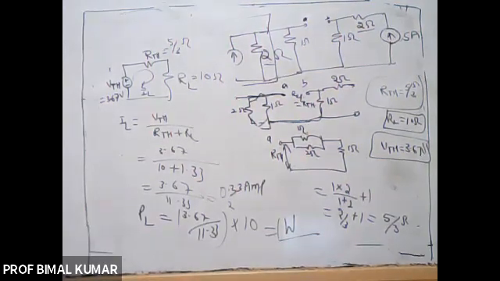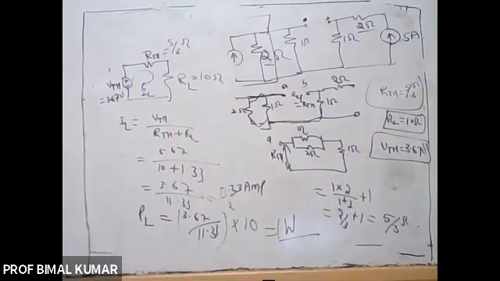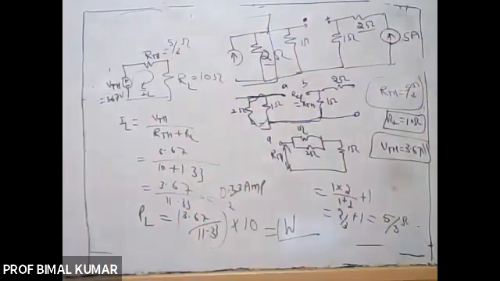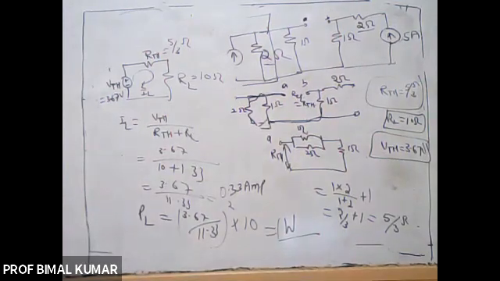So the current is 0.33 ampere and the power is 1 watt, by the use of this Thevenin theorem.